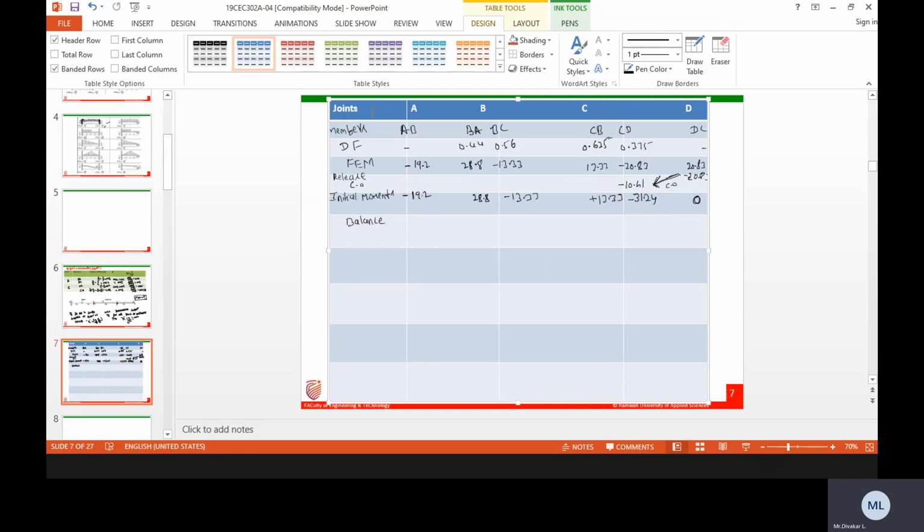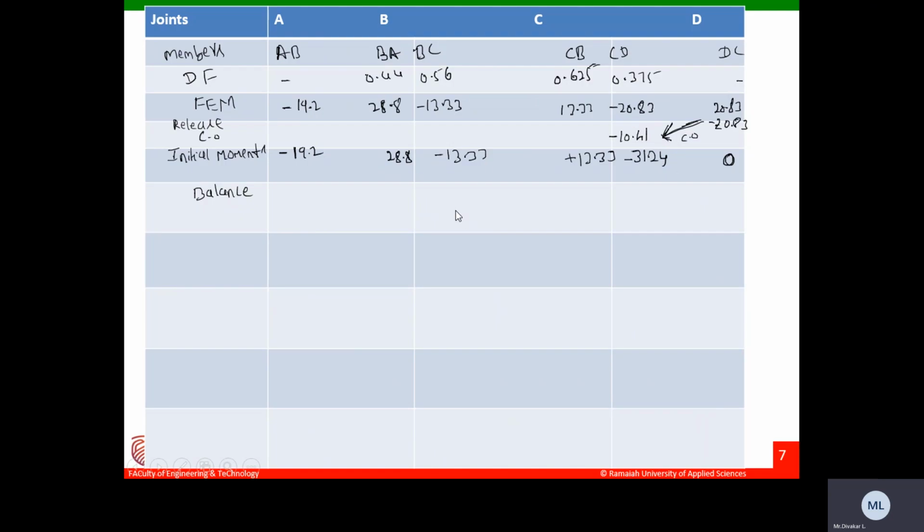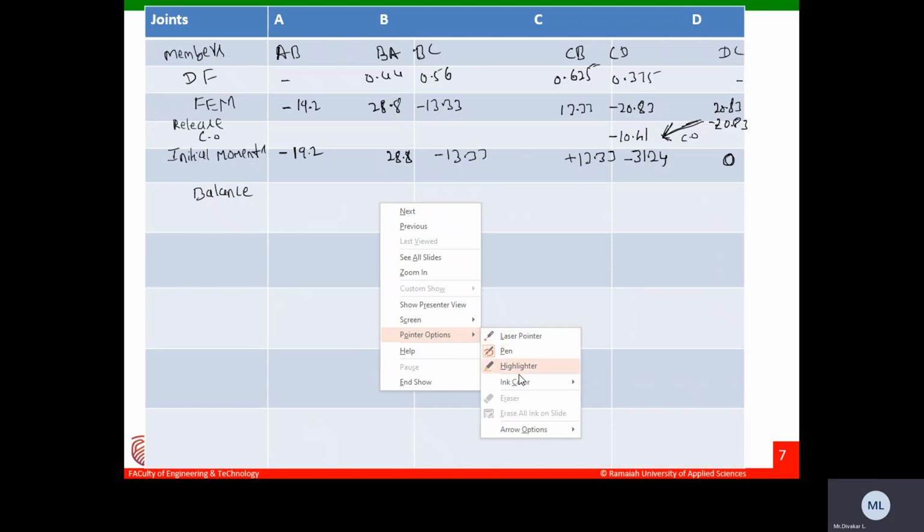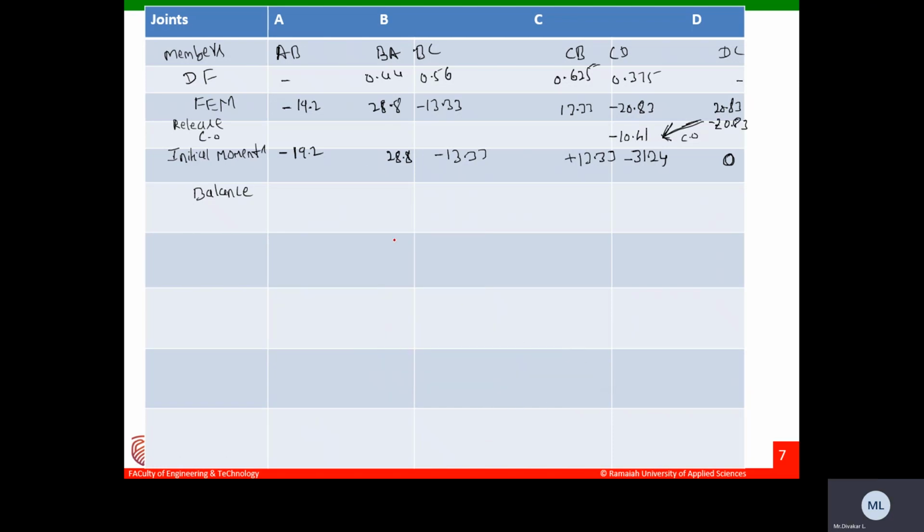So BA and BC should be added. Then what I have to do? Take the summation of movement at the intermediate support, multiply with the respective distribution factors, change the sign, and write down the values.